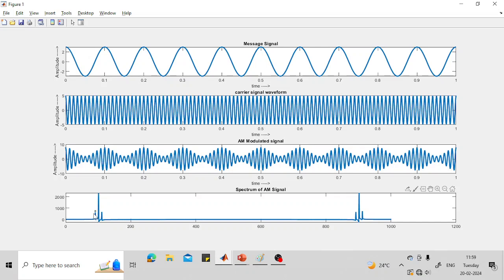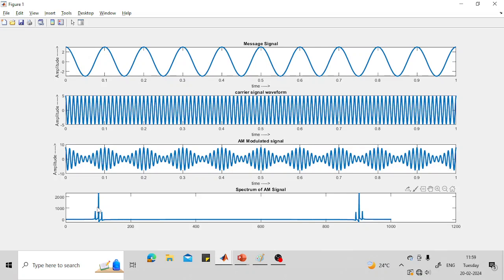You can observe what this should be. If it is EC, then what should these two sidebands be? In our experiment the sidebands are EC into modulation index divided by 2, correct or not? So it is less than half, that is good enough. So you can easily observe the spectrum also.